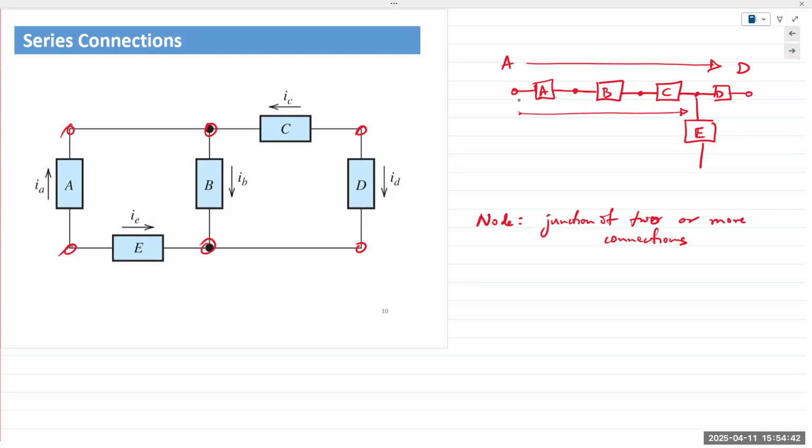But it's not 6. The reason is because if you see a conductor or a wire between two nodes, they're electrically the exact same node.